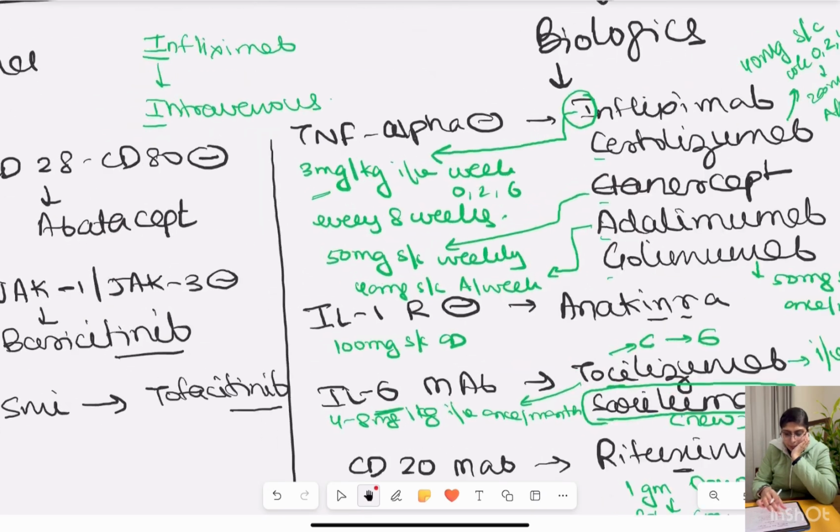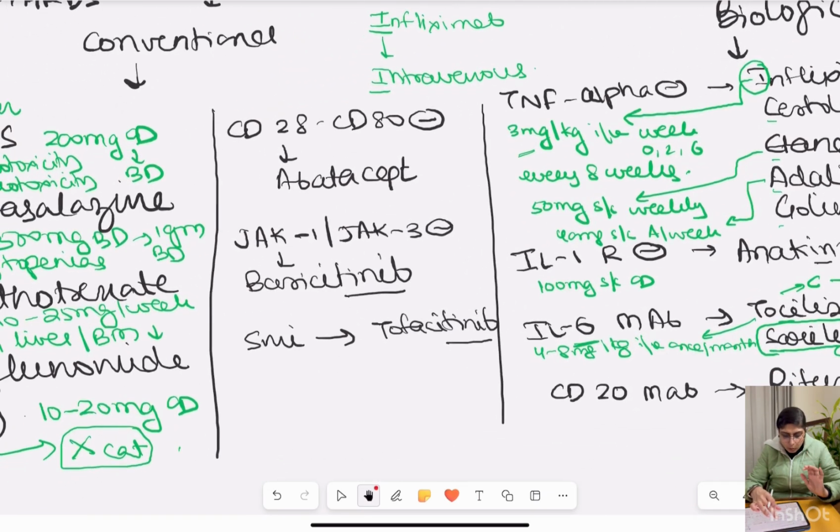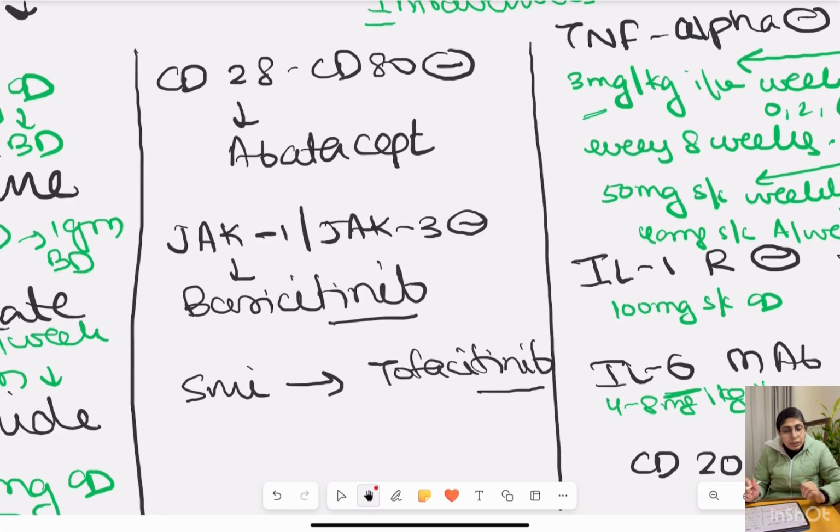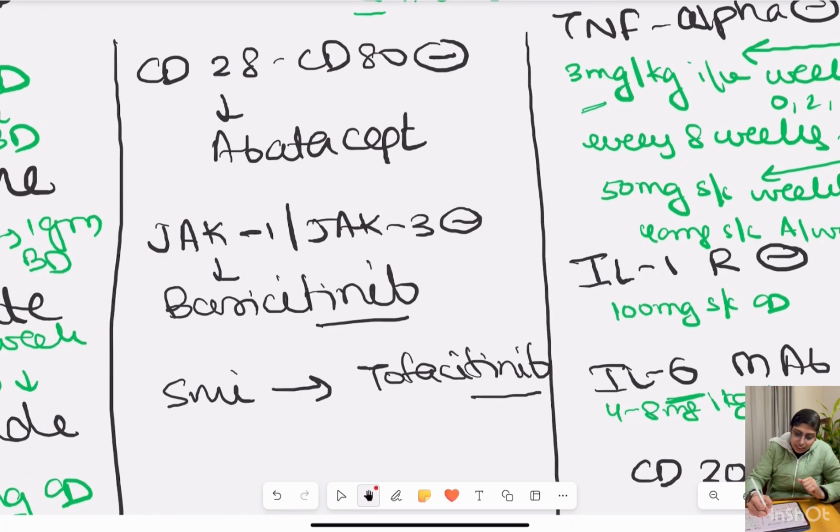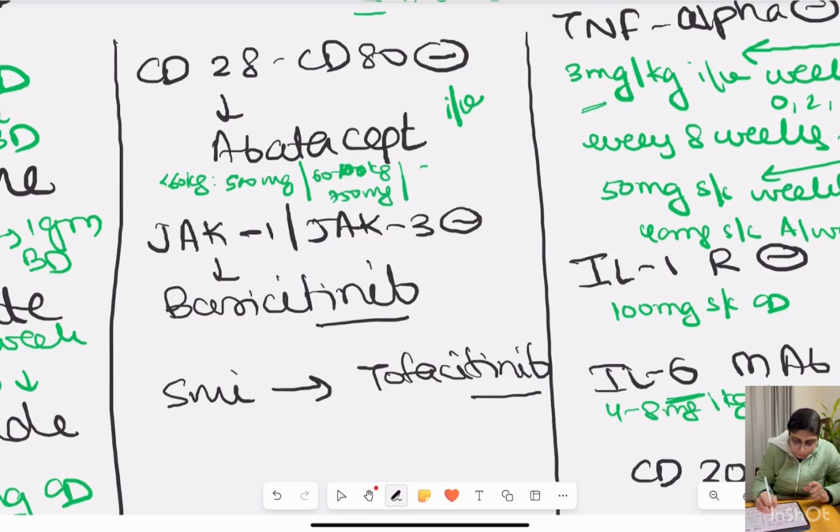Now coming to these medicines, the CD8 markers and the small molecules and the JAK inhibitors, right? Abatacept is again an IV medication, and the dose is actually a weight-based dose. For a person less than 60 kg, the dose is 500 milligram. For 60 to 100 kg, the dose is 750 milligram. And more than 100 kg, very rarely, the dose is 1000 milligram.